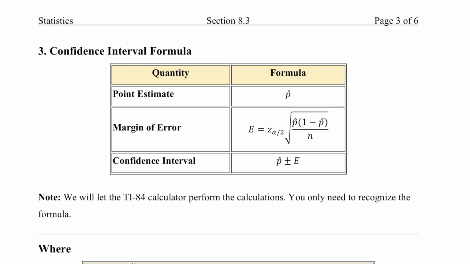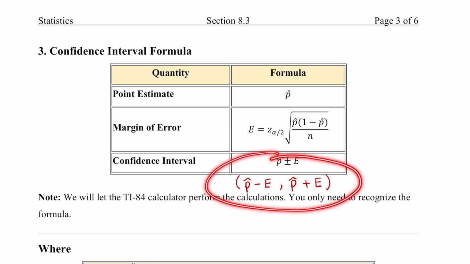The point estimate of a population proportion is the sample proportion p hat. To create a confidence interval, we take the point estimate and add and subtract the margin of error. So the confidence interval is p hat plus or minus E, where E is the margin of error. Another way to write this confidence interval is using interval notation. These two forms mean the same thing.